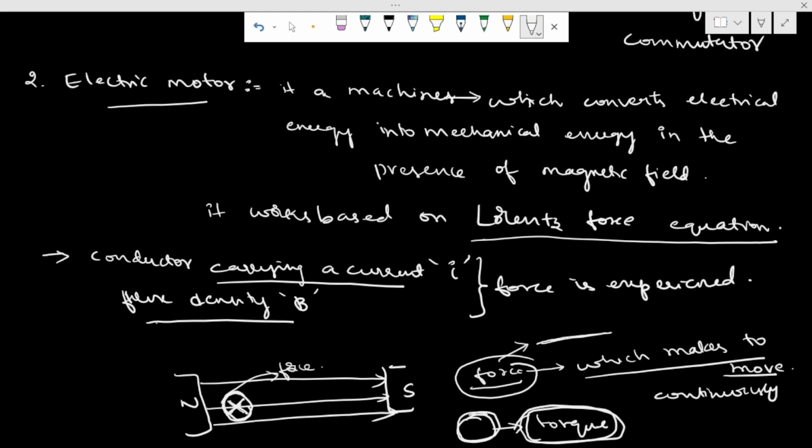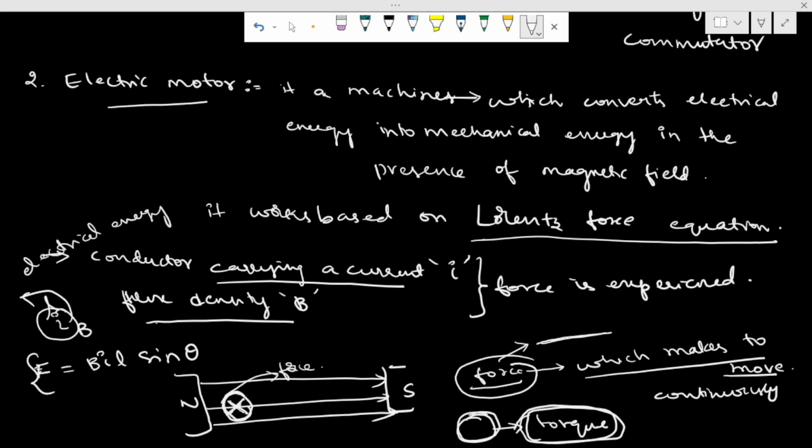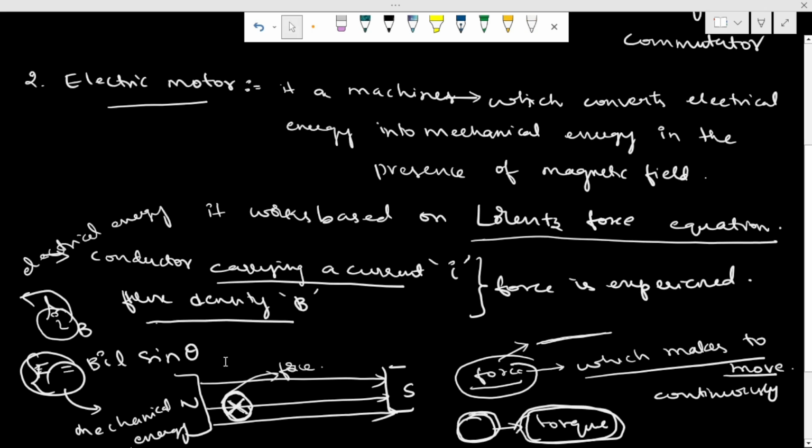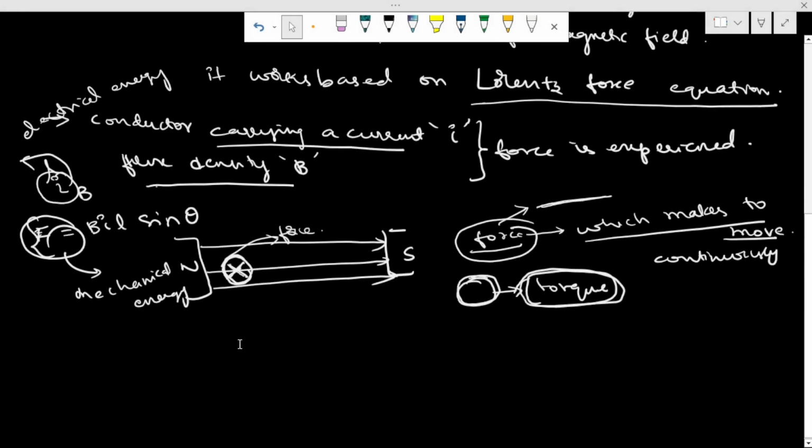The formula for the force is F equals B I L sin theta. Here we are considering length L and the flux density B. I is the electrical energy. Here force is the mechanical energy. This is how we can justify with the formula that electrical energy is converted into mechanical energy in the electric motor.